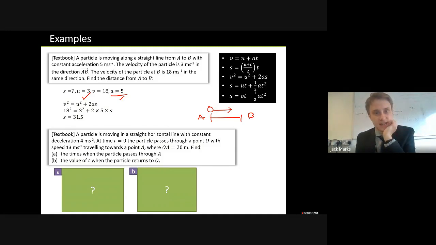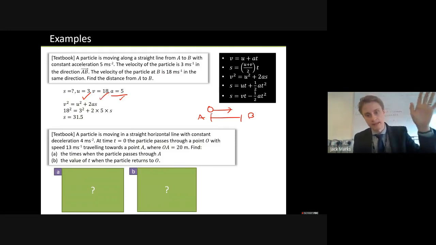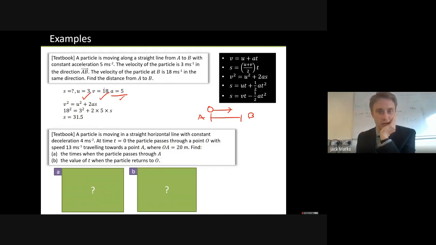The velocity is 18 at B. Okay, so that's what we just said. We expect it to speed up, so we expect a bigger number there in the same direction. Find the distance. Well, distance here, if we're traveling in one direction, it's interchangeable with displacement. So s equals question mark.